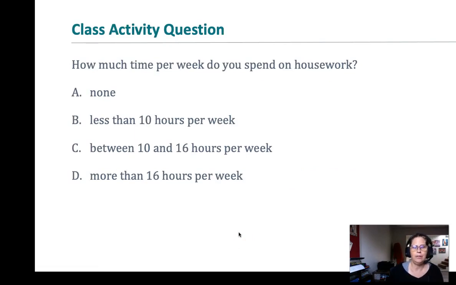All right, so here's some questions here. How much time per week do you spend on housework? So laundry, cooking, cleaning, shopping. Go ahead and answer that there in your mind. Maybe some of you will be none.